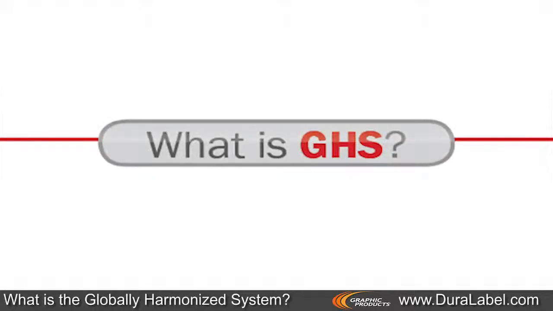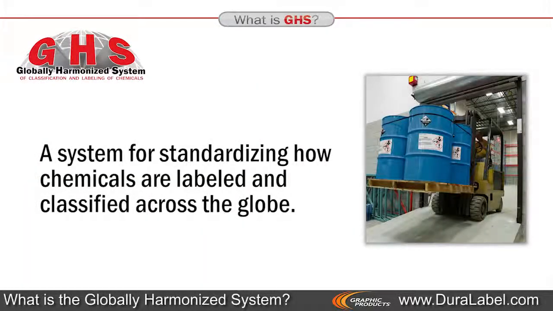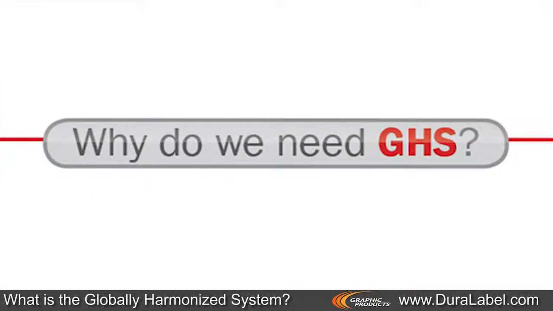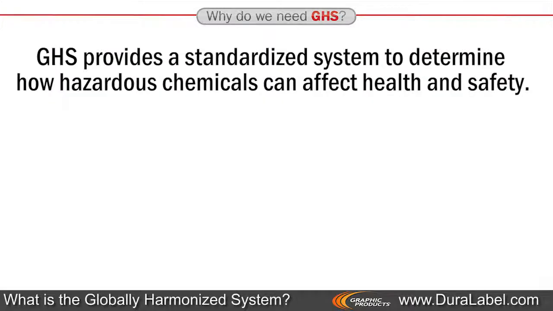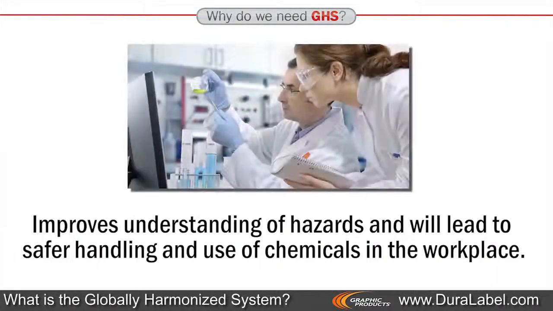What is GHS? GHS, or Globally Harmonized System, is a system for standardizing how chemicals are labeled and classified across the globe. Why do we need GHS? GHS provides a standardized system to determine how hazardous chemicals can affect health and safety. This will improve understanding of hazards and will lead to safer handling and use of chemicals in the workplace.